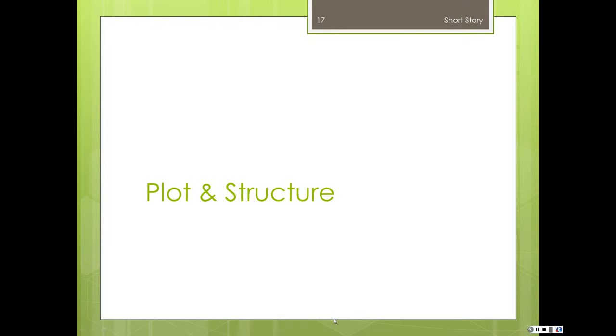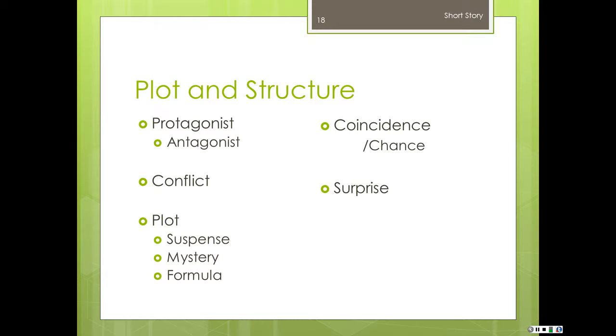Plot and structure are particularly important parts of any fictional story. When we look at plot and structure, we consider several components: the protagonist, the main character or characters, the antagonist, anything or person that is in opposition to the protagonist, the conflict, that opposition, the plot, whether there is suspense or mystery, whether things are expected, as in a formula plot, or something unexpected, the role of coincidence and chance, and certainly the role of surprise.